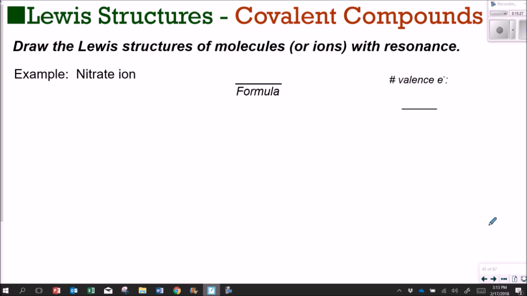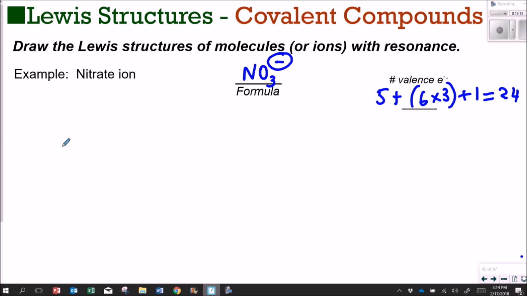Let's practice with the nitrate ion. The formula for nitrate is NO3 with a negative charge. Let's look at the available number of valence electrons. Nitrogen has 5 valence electrons. Then oxygen has 6 valence electrons, and we have 3 oxygens. And then we have to account for the negative charge. So this has gained an electron, so we are going to add 1. So the total number of available electrons will be 24 for nitrate.